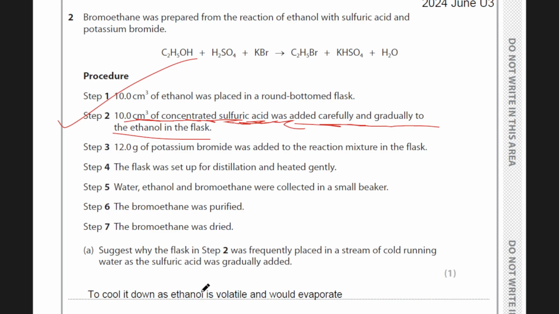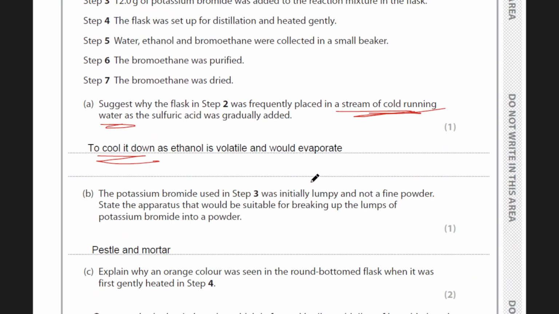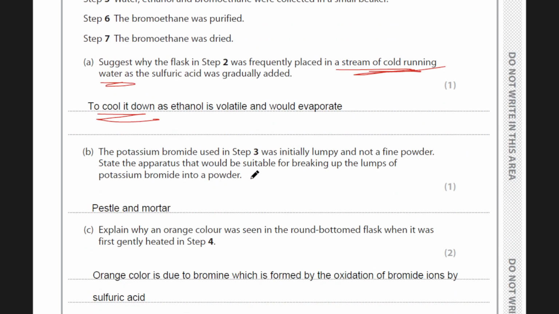Well, first of all, ethanol is a volatile liquid and it's going to evaporate. So in order to cool it down, we add the sulfuric acid slowly, gradually and carefully, and obviously the stream of cold running water is provided as a medium for cooling, nothing else. And the potassium bromide used in step 3 was initially lumpy and not fine powder. So state the apparatus that would be suitable for breaking the lumps.